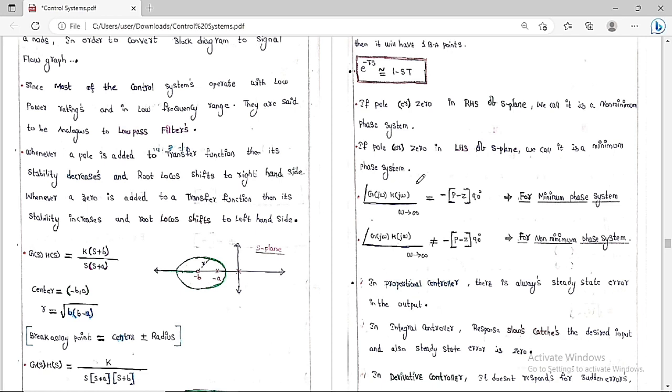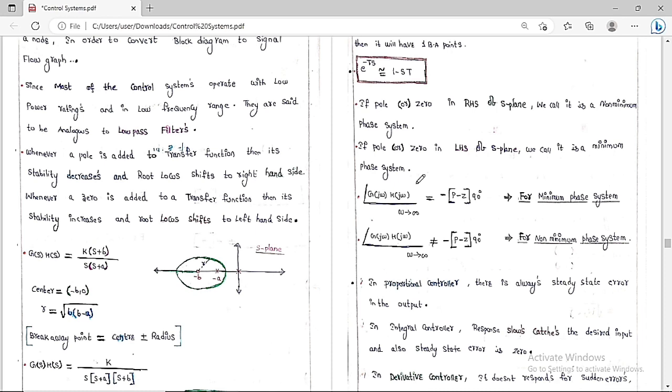So simply, since most of the control systems operate with low power ratings and in the low frequency range, we say these are analogous to the low pass filters.